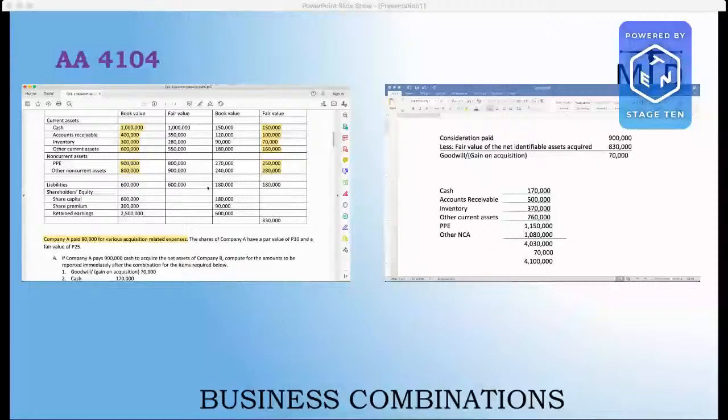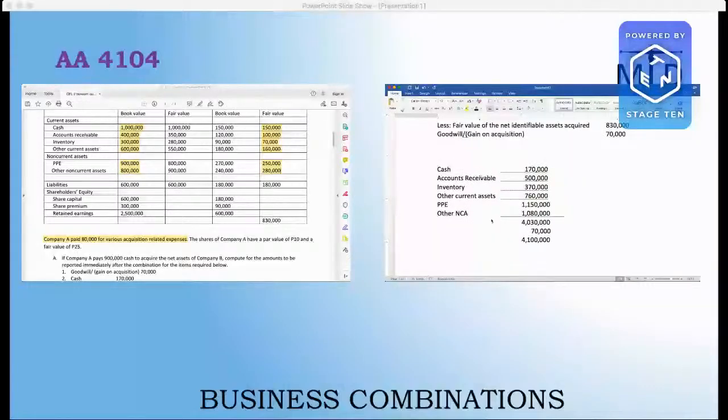So again, just to emphasize, you already correctly computed 170,000 for cash, 500,000 for AR, 370 for inventory, other current assets at 760, PPE for 1,150,000, other non-current assets at 1,080,000. Ordinarily, that should be correct in arriving at your combined total assets. But since the listing of your assets in your computation relied only on the table given in the problem, which were the financial statements immediately before the combination, you normally would forget to include your goodwill.